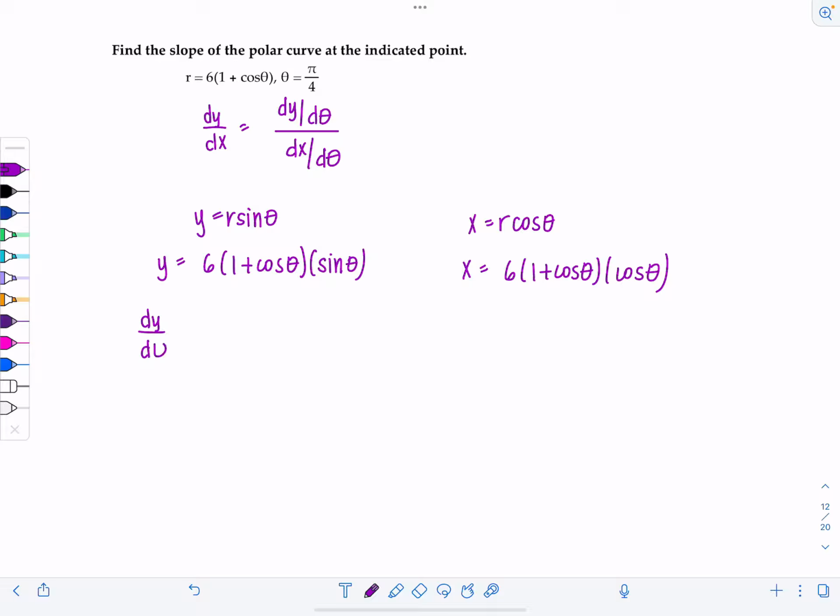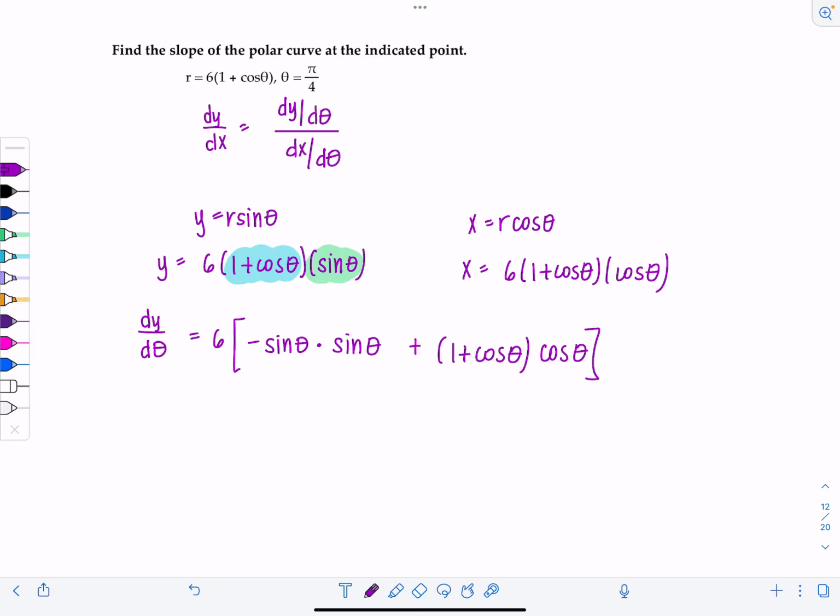dy d theta. I'm going to need product rule, right? Because this is one function and then this is one function. And the 6, I'm just going to leave it outside. Okay. So we're going to have 6 times derivative of 1 plus cosine theta is negative sine theta. Leave the other one alone. Plus, now I leave 1 plus cosine theta alone. And then derivative of sine theta is cosine theta.